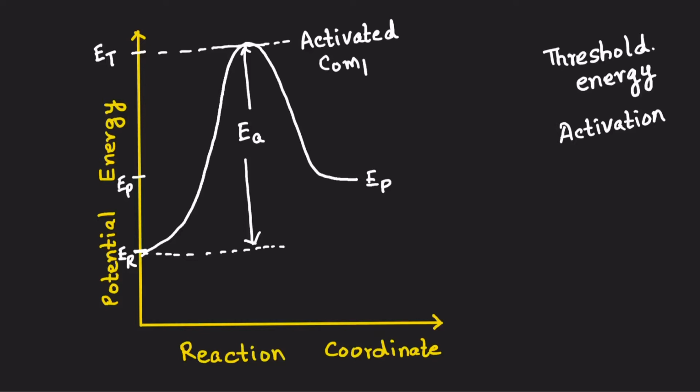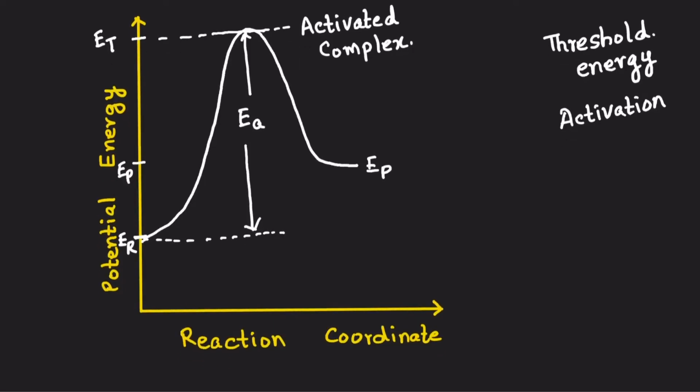Now, what is this activated complex, and how does it acquire this, and how does it form this? We shall be talking about later in another video where I shall be talking about collision theory in greater detail. So this is the graph that we have got. So ER is the energy of the reactants, EP is the energy of the products.